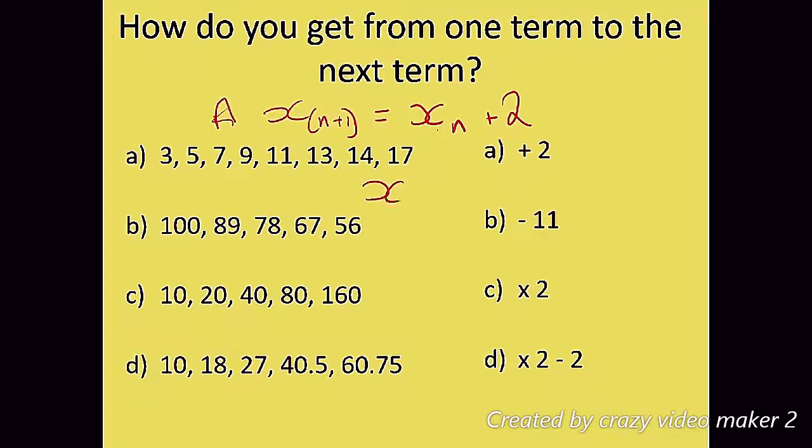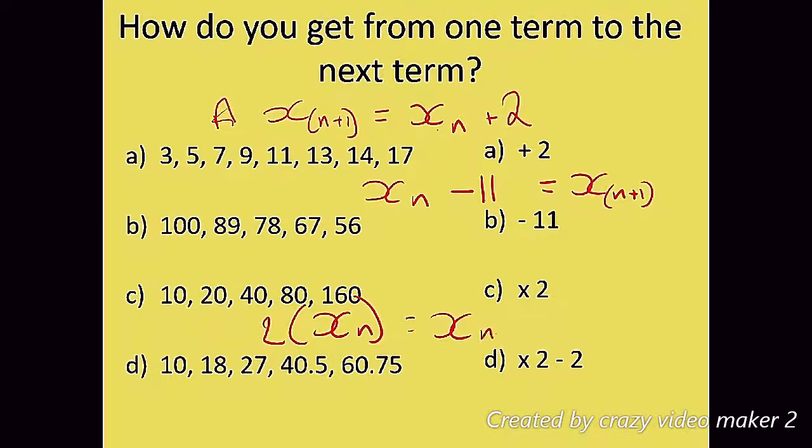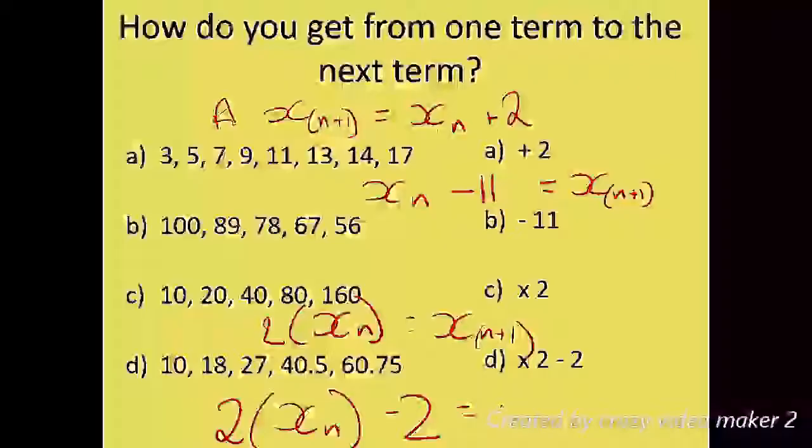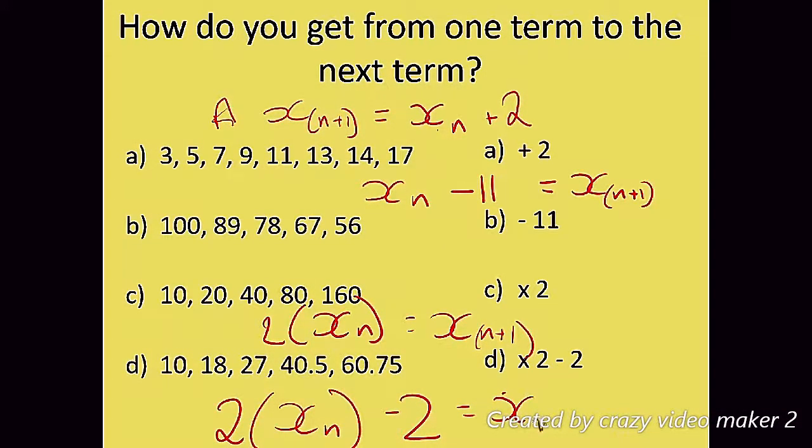And for b, I want to use my current term, I'm going to minus 11, and that's going to be my next term, which is x n plus 1, put in brackets. Okay, for this one down here, I've got my current term, which is xn, and I'm multiplying it by 2, and that's going to be my next term. And for this one here, I've got my current term. I'm going to times it by 2, and I'm going to minus 2, and that's going to be my next term, which is x n plus 1.